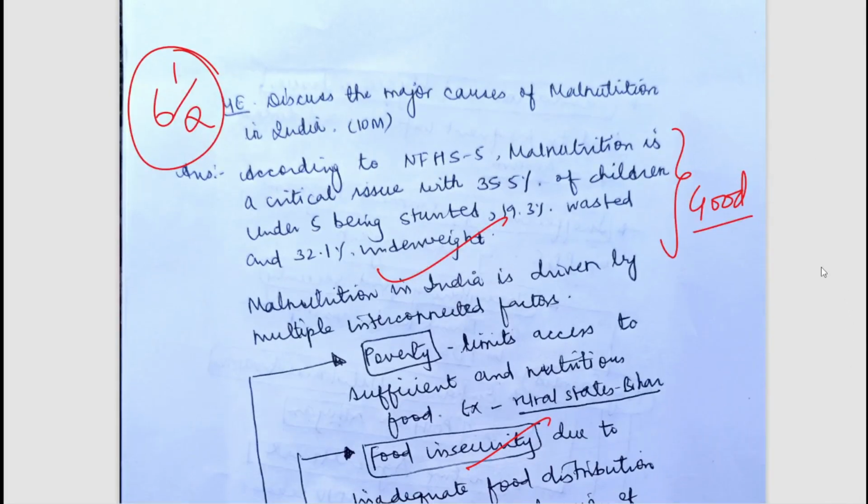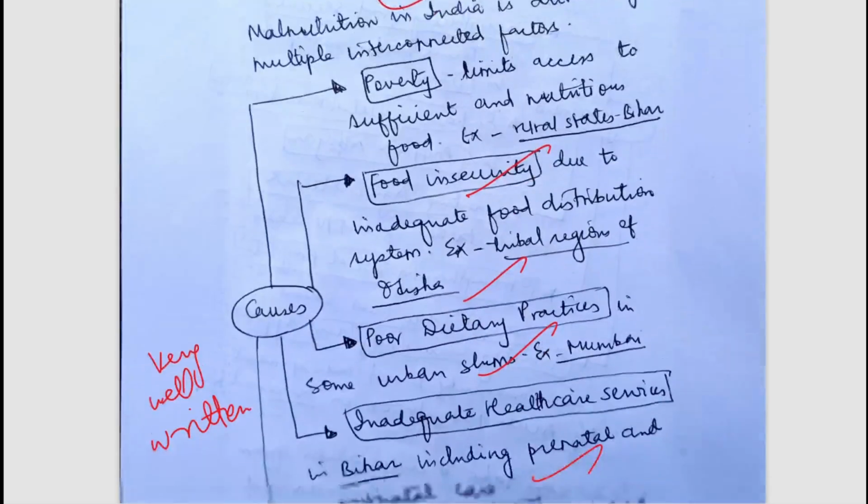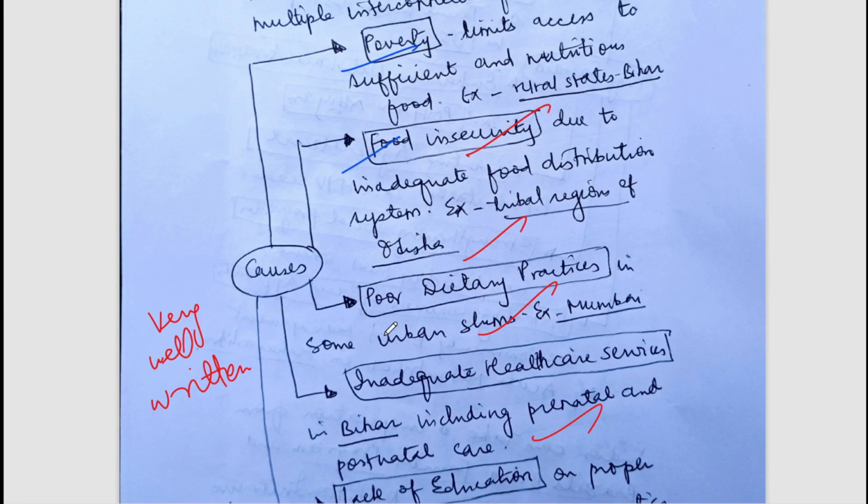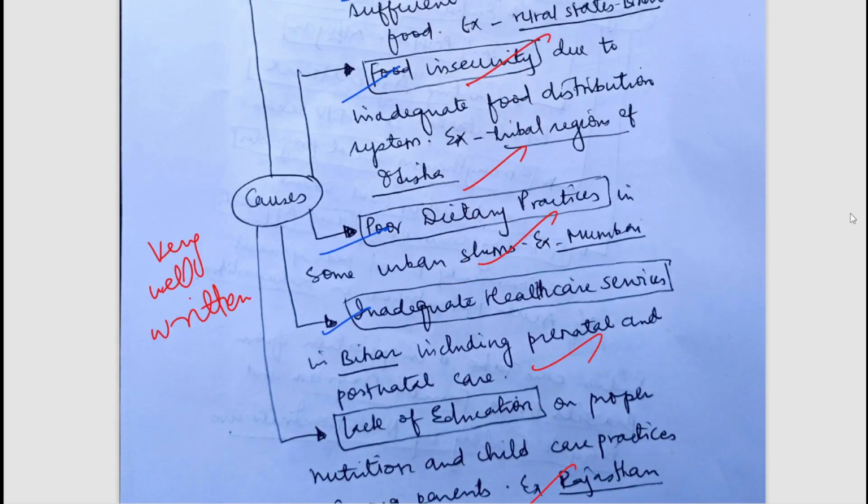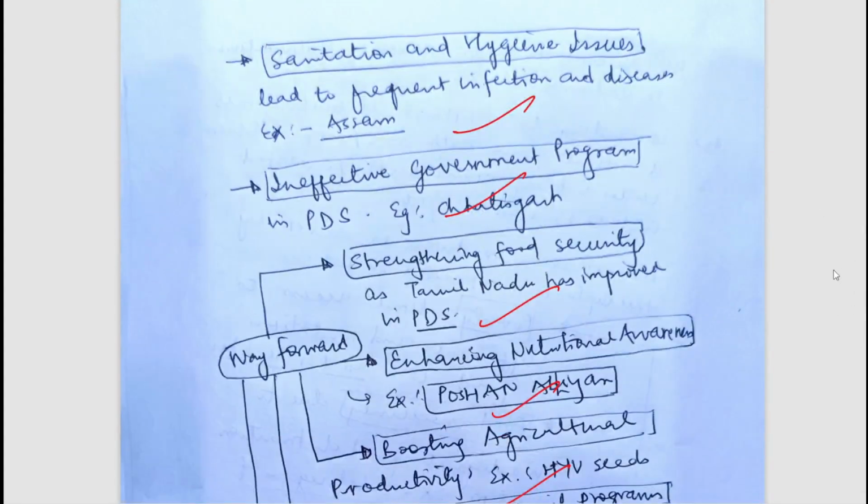Next question was: discuss the major causes of malnutrition in India. Obviously, it is an easy question. Everyone should be answering it nicely. We all know: poverty, food insecurity, poor dietary practices, inadequate healthcare services, lack of education. Obviously, these are common causes. You can pause and read the answers. Way forward is also mentioned.